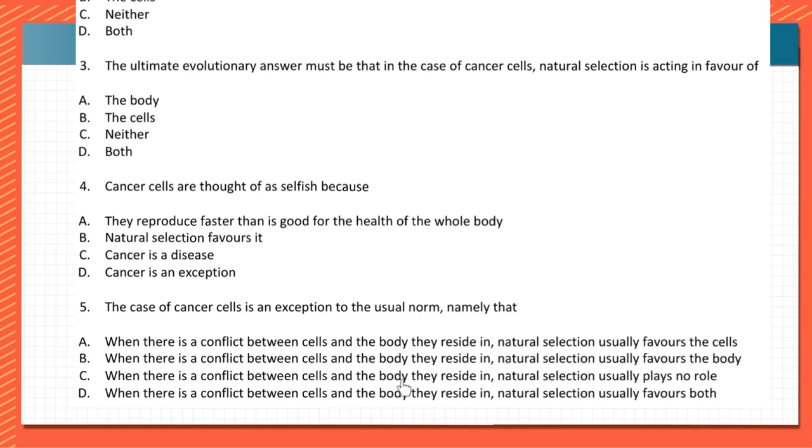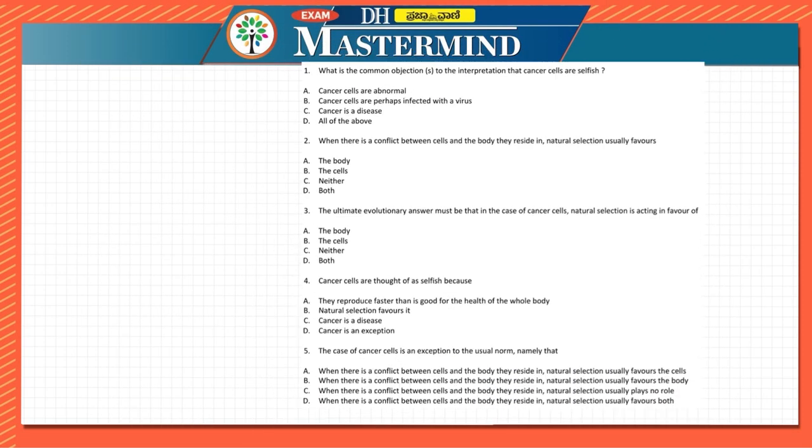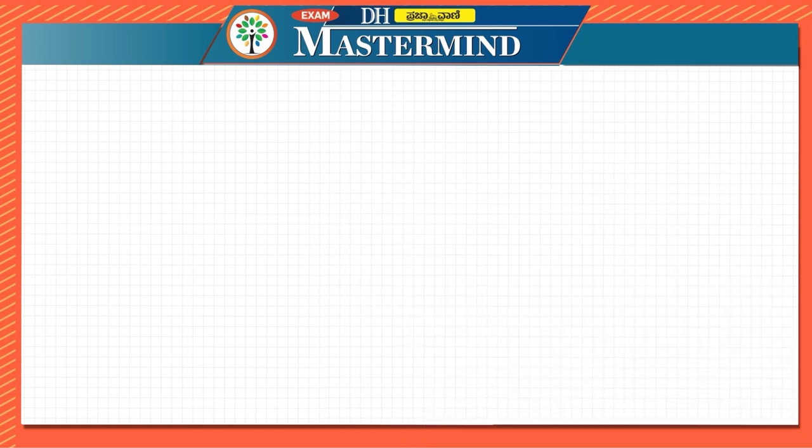Again, the options are the same. It favors the body, plays no role, favors both. See, they are mentioning 2 things over here. One, they have mentioned the natural selection. Second, they are mentioning the cells, which are cancer cells. So let us look at the passage and it will be easier for us to answer.